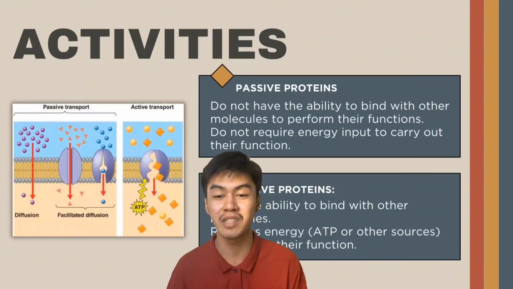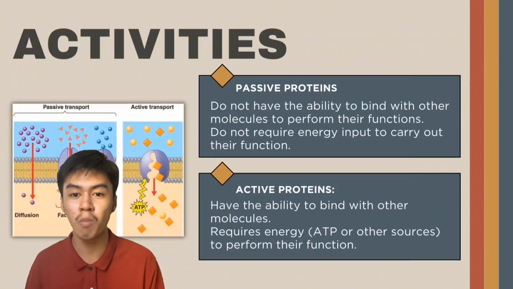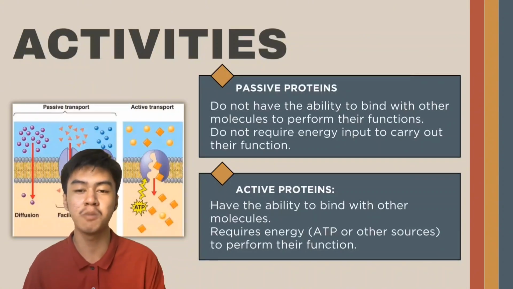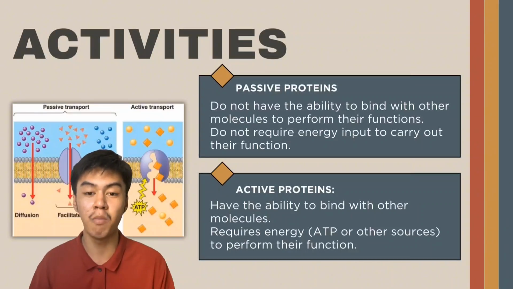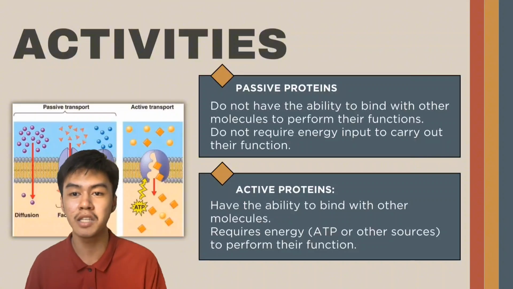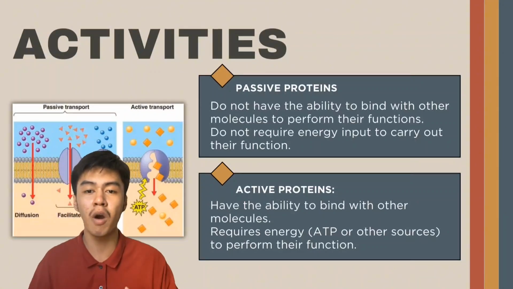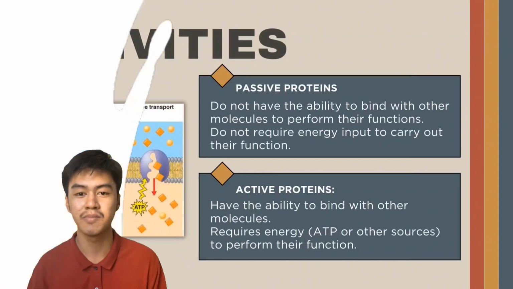They do not require or have the ability to bind with other molecules nor require energy input in order to perform their specific tasks. On the other hand, active proteins have the ability to bind with other molecules and require energy to perform their specific functions. An example of this is hemoglobin. Hemoglobins have the ability to bind with other molecules such as oxygen, carbon dioxide, and other groups such as sulfides. Aside from that, it also requires energy in order to perform their specific functions.